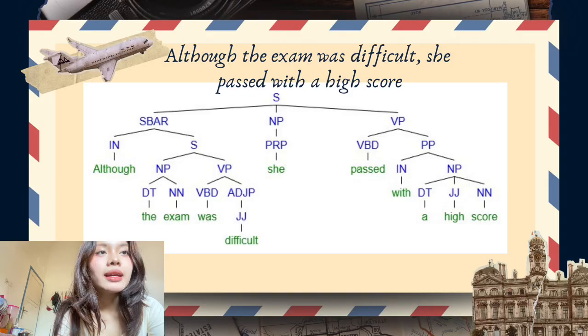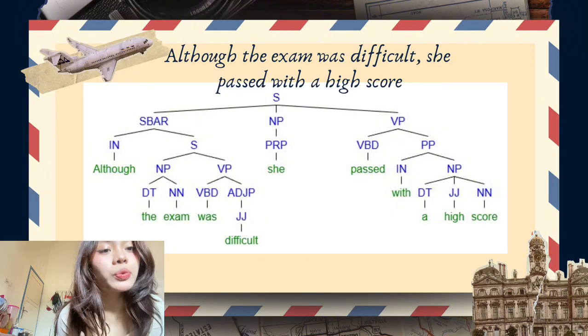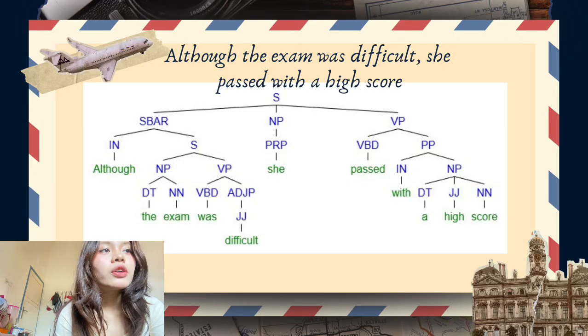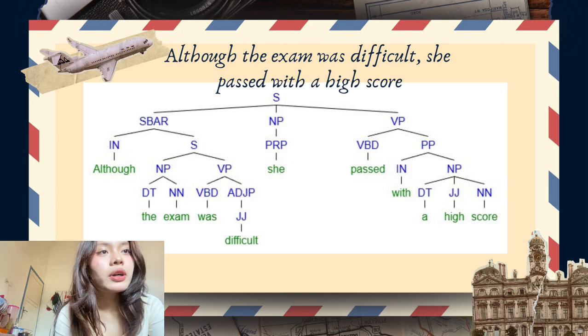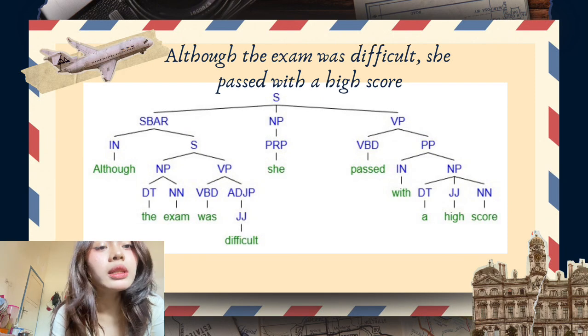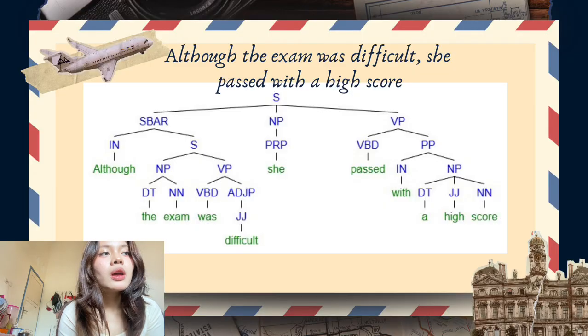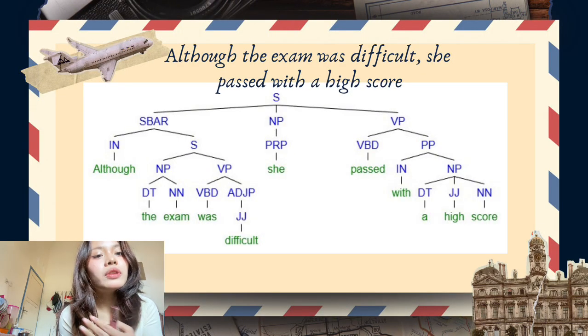She passed with a high score. This type of subordinate clause is known as a concessive clause, which expresses contrast between the expected outcome and the actual result. Normally, a difficult exam will suggest a low score, but the main clause contradicts this expectation. The S-bar here functions as background information that sets up contrast, while the main clause delivers the core event of the sentence.